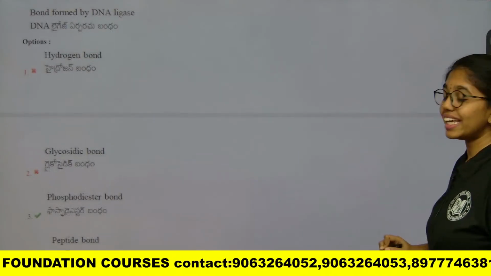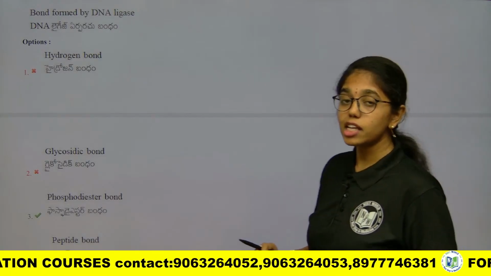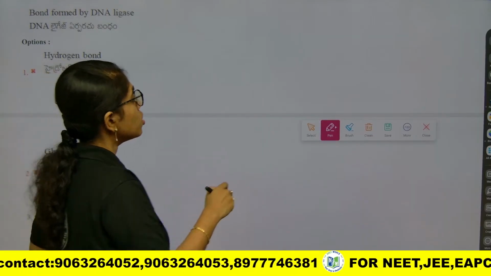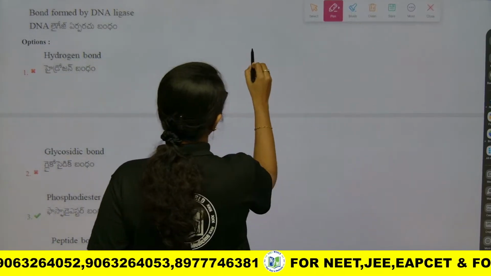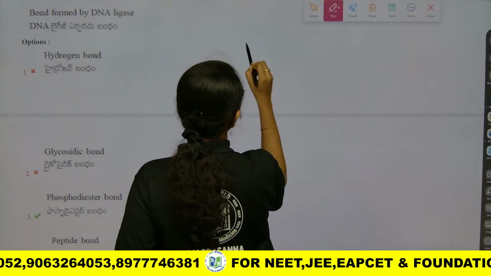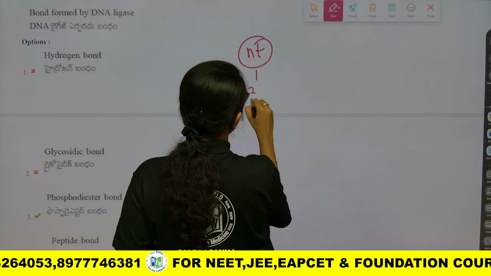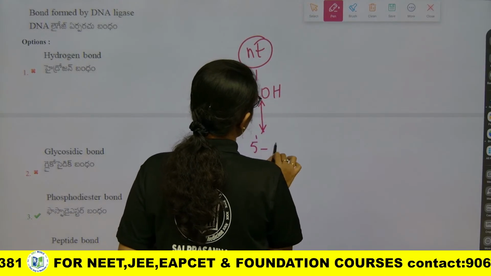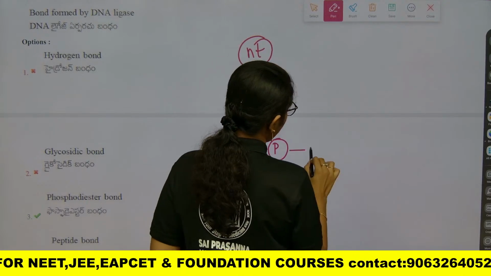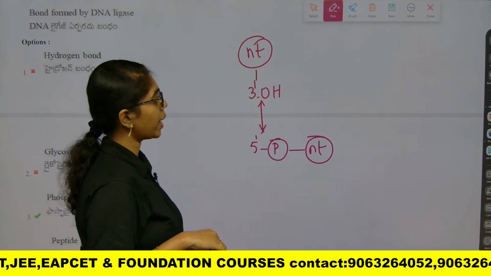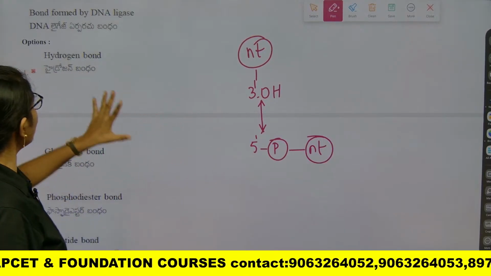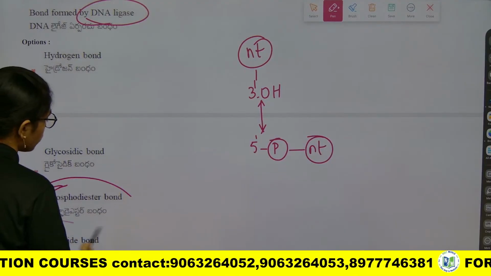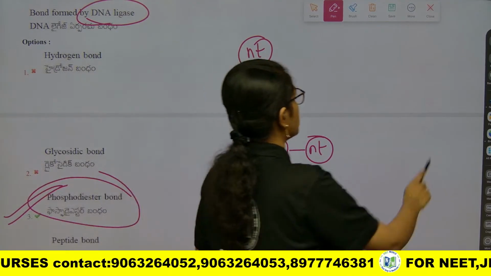the bond formed by DNA ligase. DNA ligase will nick the two nucleotides, it will connect the two nucleotides. So the nucleotides are connected, one nucleotide at 3' hydroxyl group is connected to the other nucleotide at 5' phosphate group. This bond is formed by what? DNA ligase. This is a phosphodiester bond. Clear ma? Next.